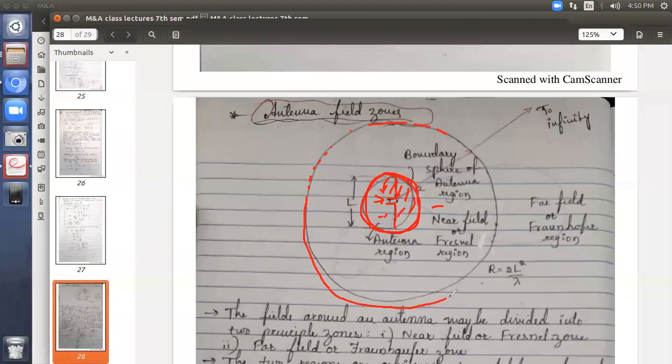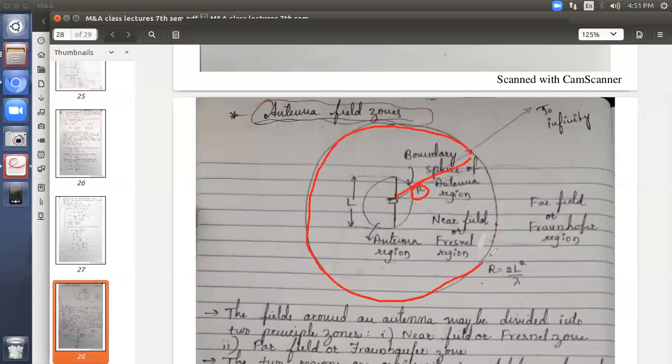You can observe here a spherical boundary. As I'm drawing it on the paper, it is looking like a circle, but it's actually a sphere, because it's a three-dimensional structure. If you keep an antenna in space, you encircle it with a sphere. Inside that is the antenna region, and at a certain distance, capital R, I have drawn one more sphere. Here it is a circle, but in three dimensions it is a sphere. This is also an imaginary boundary.